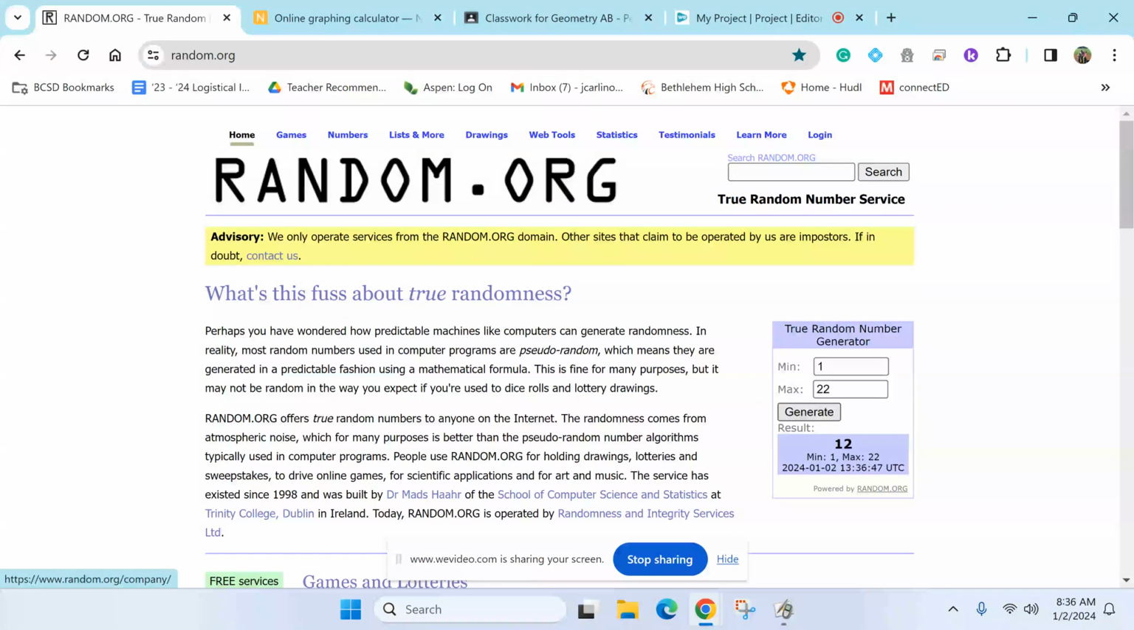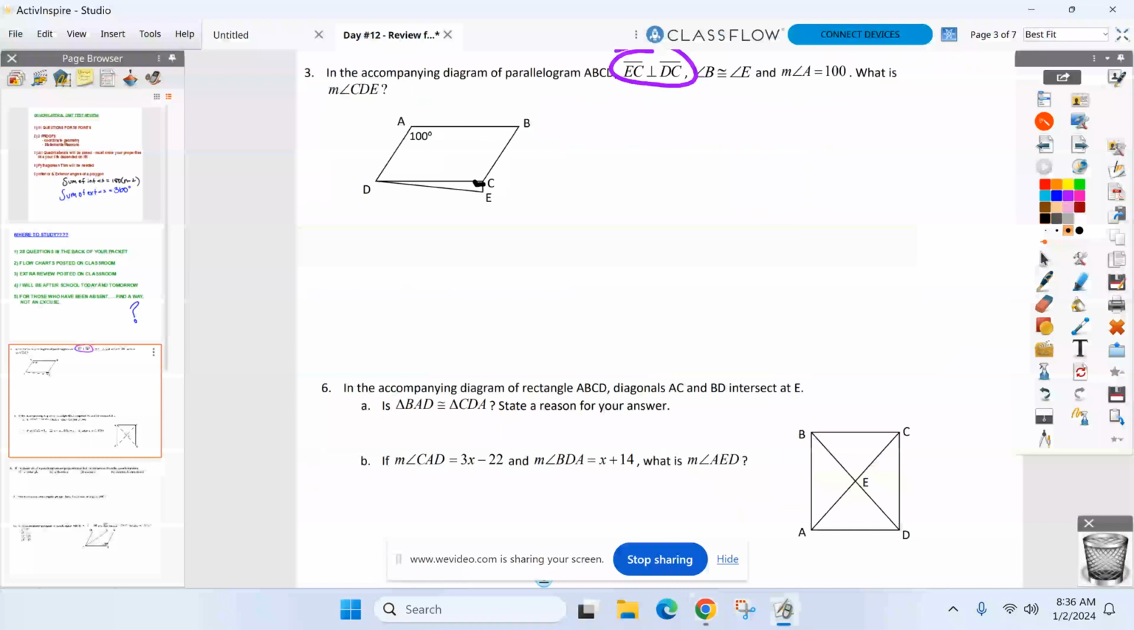Consecutive angles are supplementary. You need to know that property or you can't do the problem. So that's going to be 80 because they're supplementary, which also means angle E has to be 80 because they're congruent from the givens.